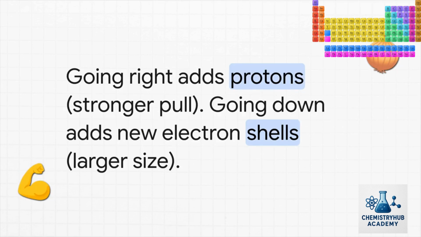It's basically a cosmic tug of war. As you move to the right across a period, you keep adding more and more protons to the nucleus. This stronger positive charge pulls all the electrons in tighter, which actually shrinks the atom. But when you move down a group, you're not just adding protons, you're adding entire new electron shells, which are way farther out from the center, making the whole atom much bigger.